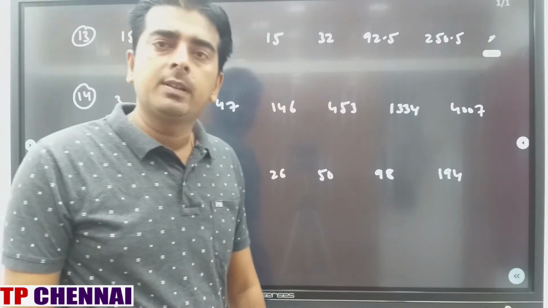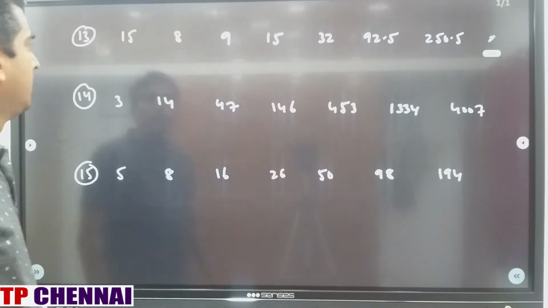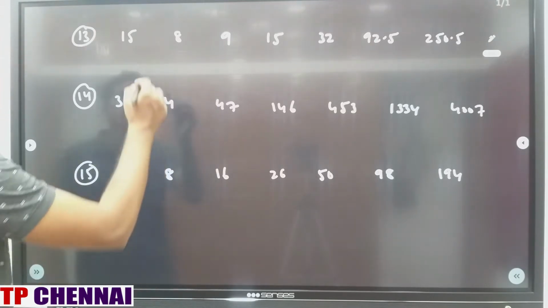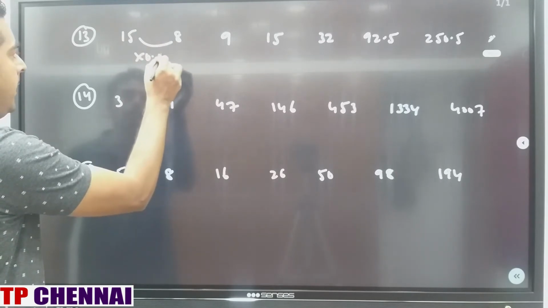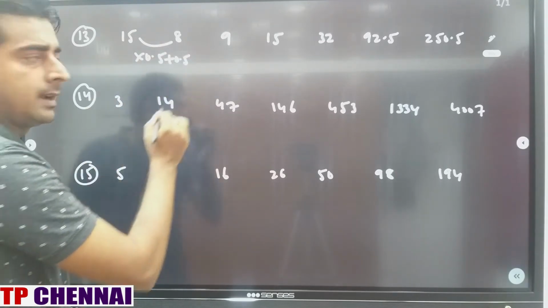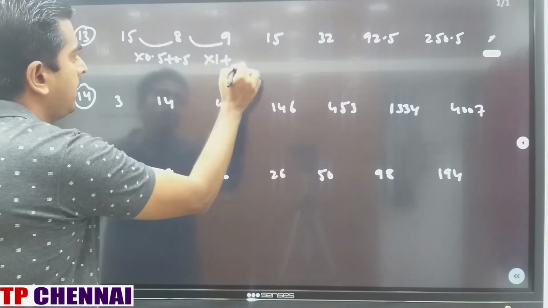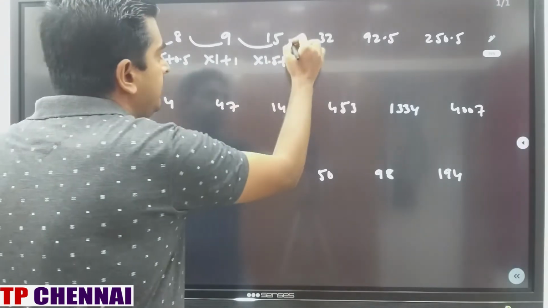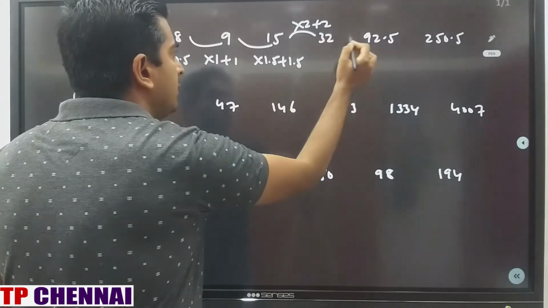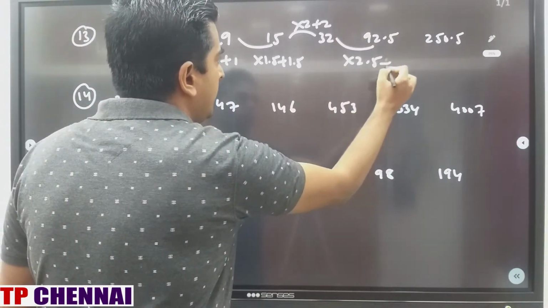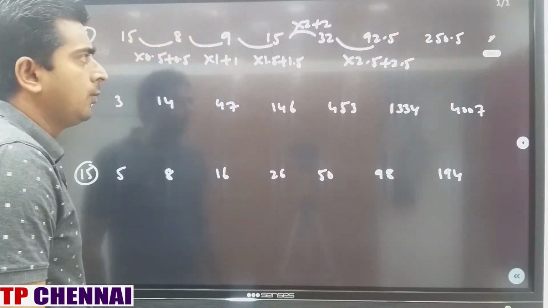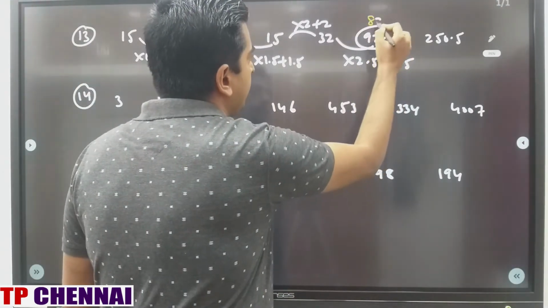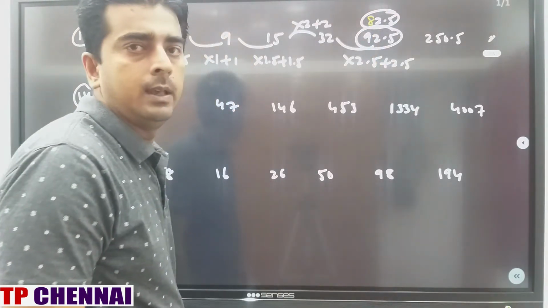So I hope you are clear with previous wrong number series question. Now we will see next 3 questions. 15, 8, 9, 15, 32, 92.5, 250.5. This is half. So 0.5 plus 0.5. This is correct only. This is into 1 plus 1. This is into 1.5 plus 1.5. This is also correct. This is into 2 plus 2. This is also correct. This is into 2.5 plus 2.5. What is 32 into 2.5? 80. 80 plus 2.5 is 82.5. So my wrong number is 92.5.